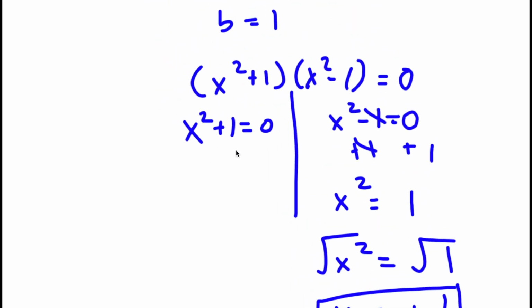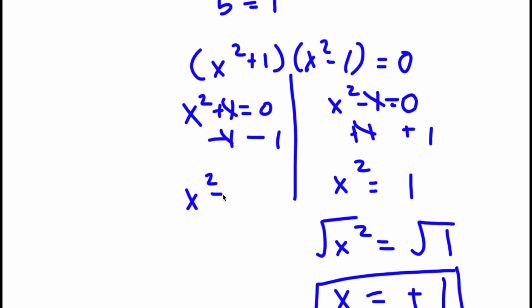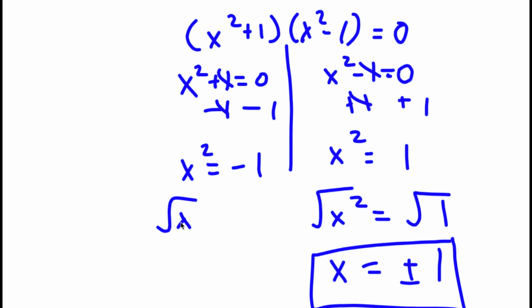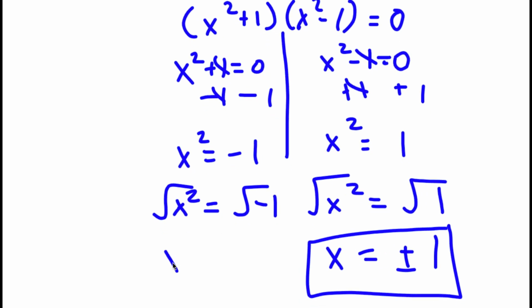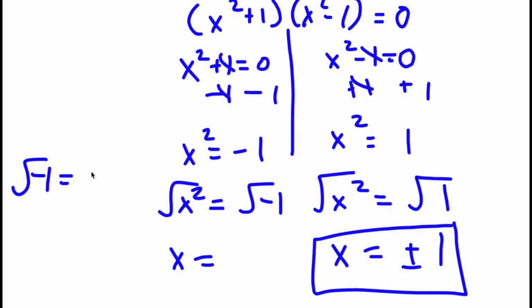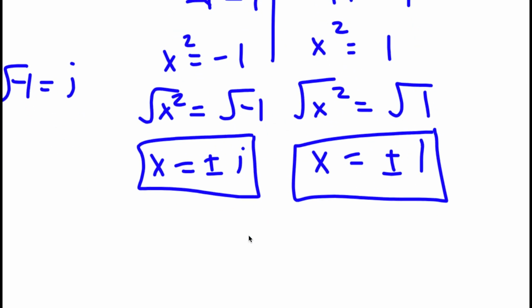And now x squared plus 1 equals 0. I'm going to start by subtracting 1 on both sides, so I have x squared is equal to negative 1. Now I'm going to take the square root on both sides. Square root of x squared is x, and the square root of negative 1, this is actually equal to the imaginary number i. So I have x equal to positive or negative i. So these are two more solutions to this problem.